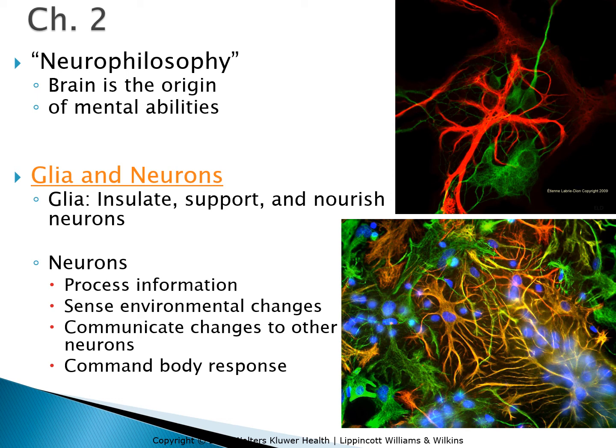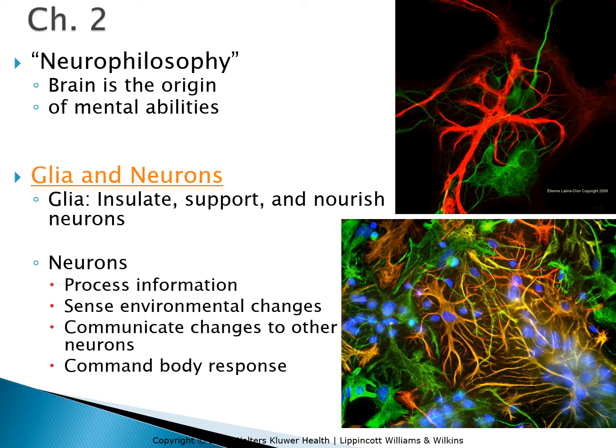So in this chapter, we're going to talk about the basics of the central nervous system: neurons and their partners, glia. Those are the two major components that you're going to find in the central nervous system, the glia and the neurons. The glia usually insulate, support, and nourish neurons.